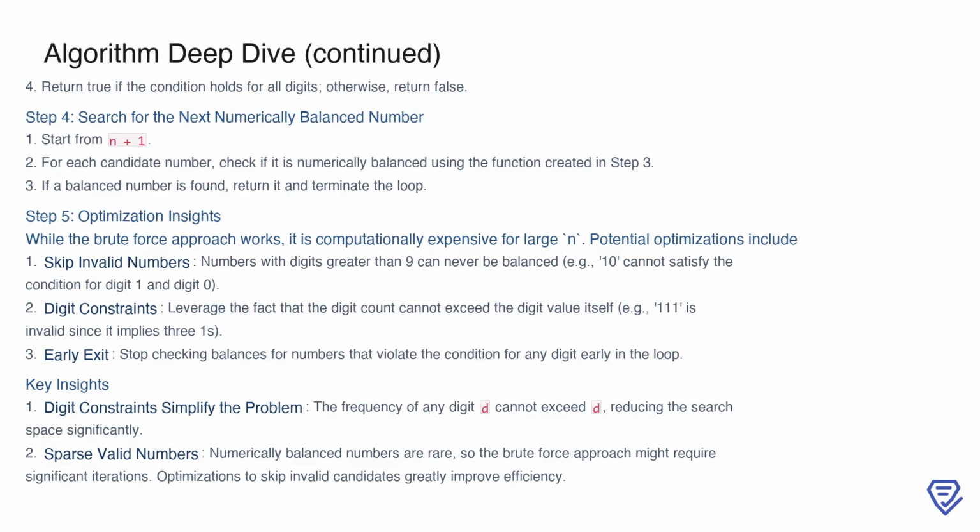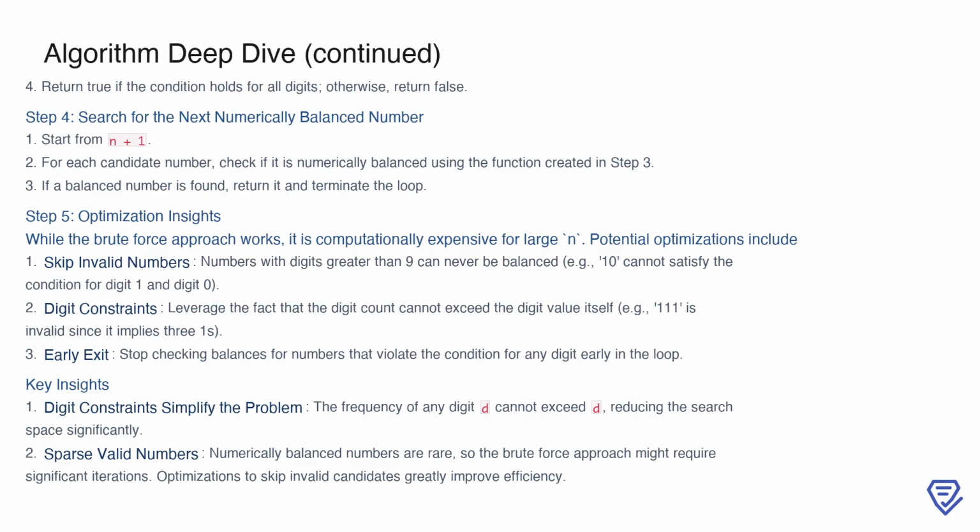To optimize, we can skip certain invalid numbers. For instance, any number containing digits greater than 9 can never be balanced. Similarly, we can leverage constraints on the digit count, such as the fact that the frequency of a digit cannot exceed its value. For example, the number 111 is invalid because it implies 3 ones, which violates the balance condition for the digit 1. Additionally, we can implement an early exit strategy to stop checking a number as soon as any digit fails the balance condition.